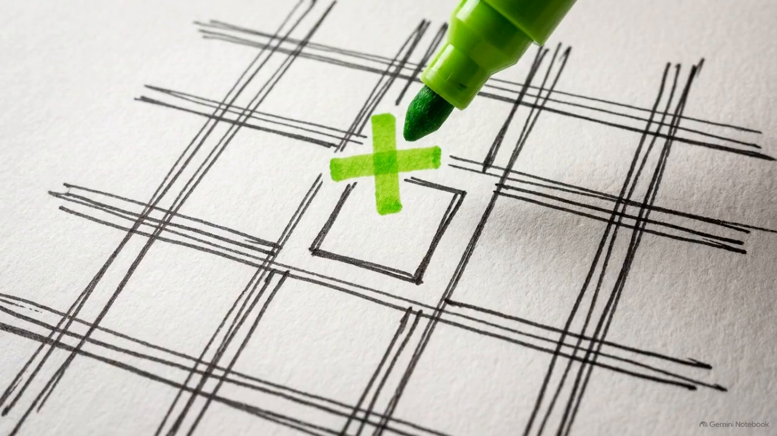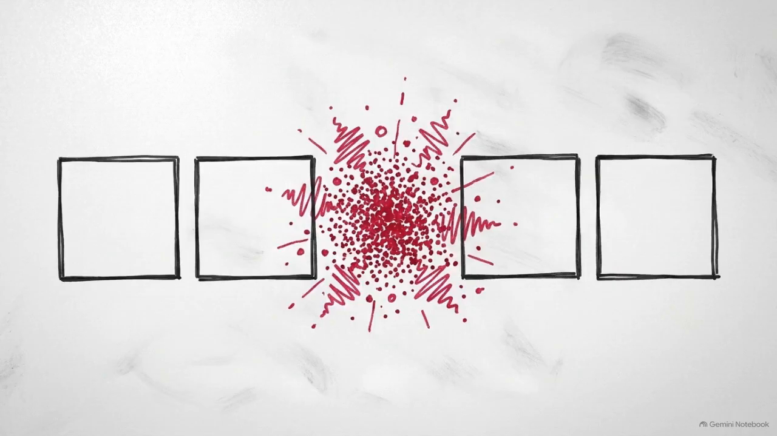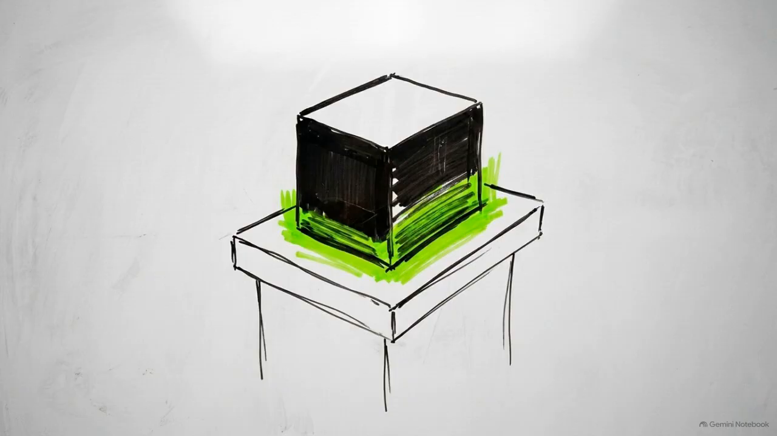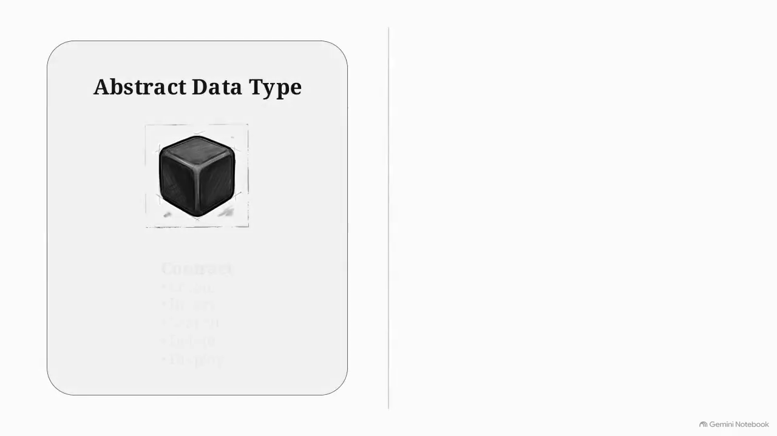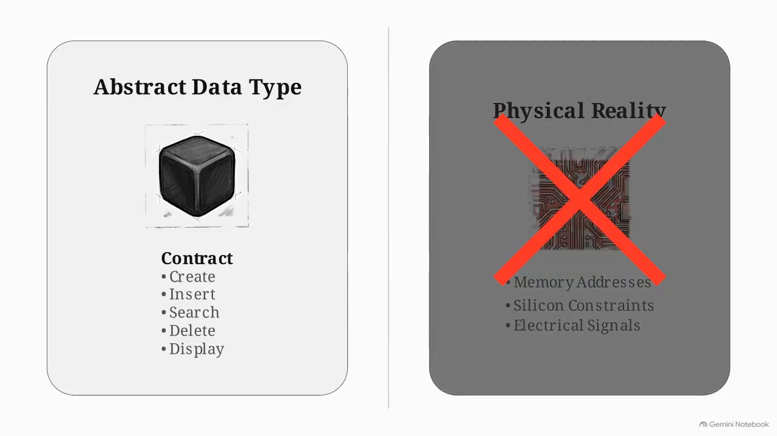You can create a list, insert a new item, search for an existing one, delete an item, or display the whole sequence. But the key word here is abstract. This contract is a theoretical black box. It dictates exactly what operations are allowed, while entirely ignoring the physical reality of how the computer actually stores those numbers.